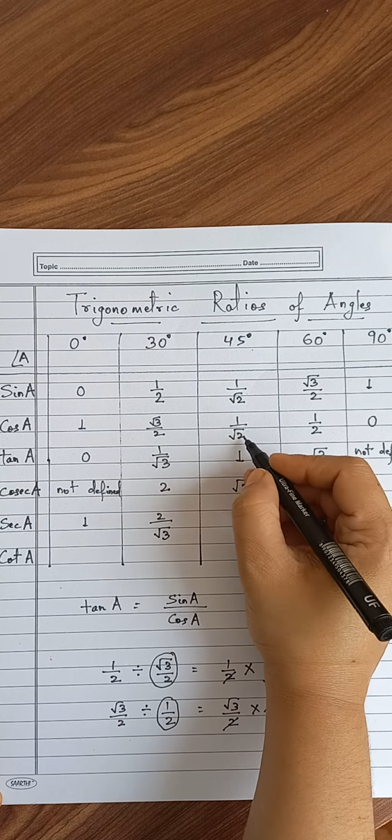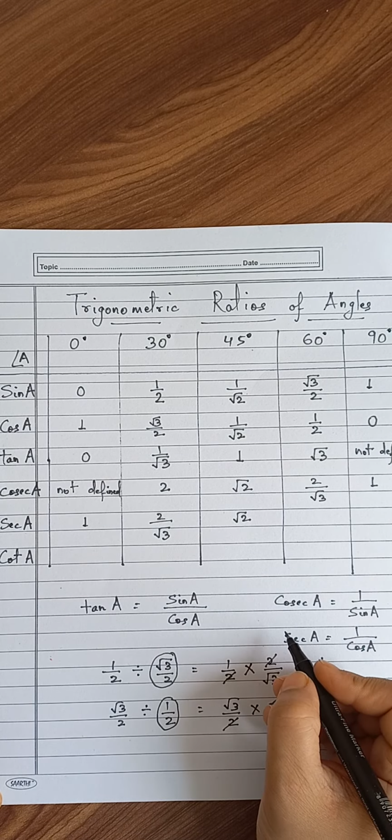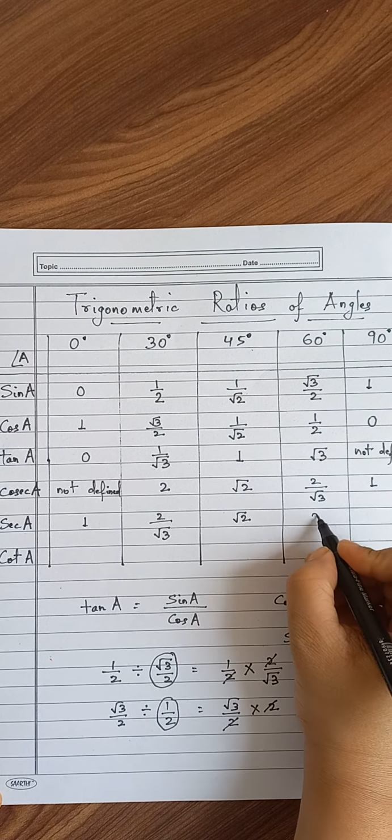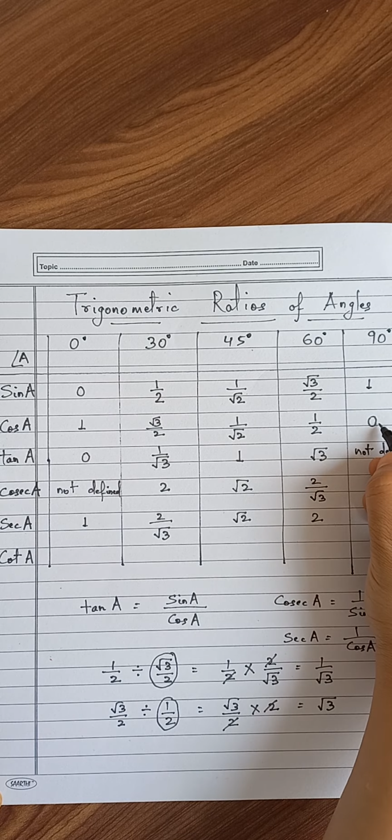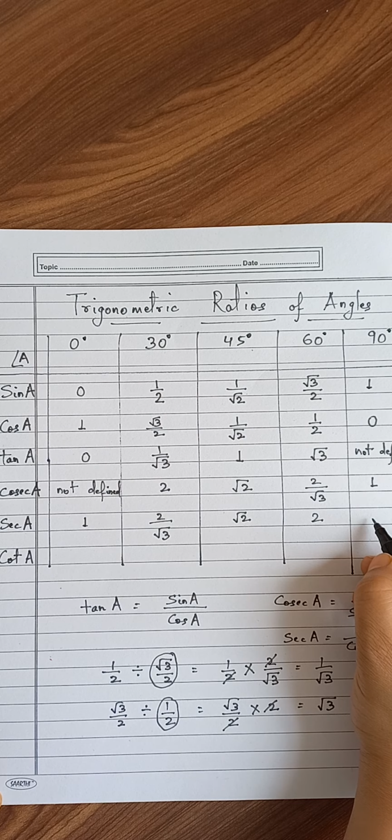Okay, here also 1 upon root 2, so it will become root 2 upon 1, so we can write it in the form of root 2. And it is 1 upon 2, so it can be written like 2. And here it is 0, which means 0 upon 1. So the reciprocal will be 1 upon 0, that means not defined. I think you must be clear till this point.